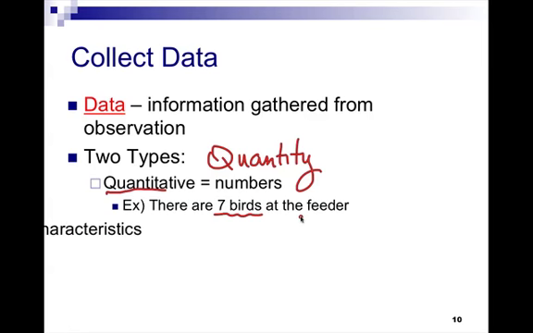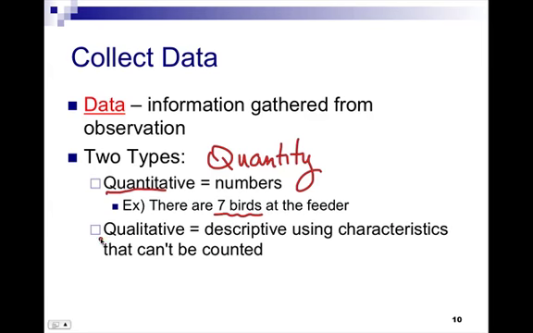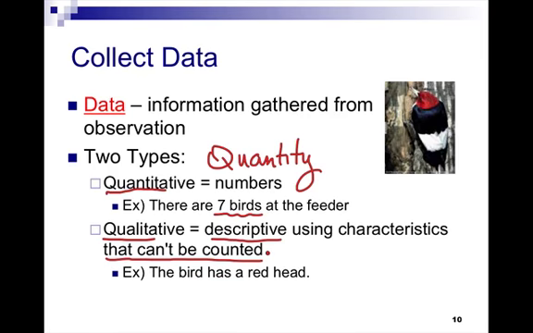The other type of data is qualitative. Notice there's an L in there. This is a descriptive type of data where we're using characteristics that cannot be counted. So an example of qualitative data is the bird has a red head. That's describing the bird. Okay?